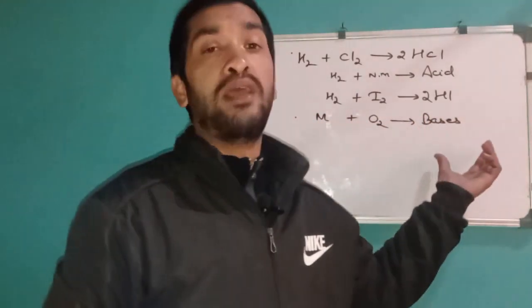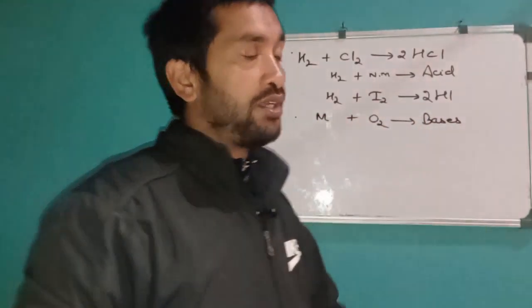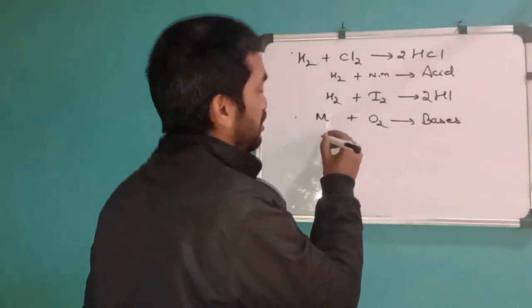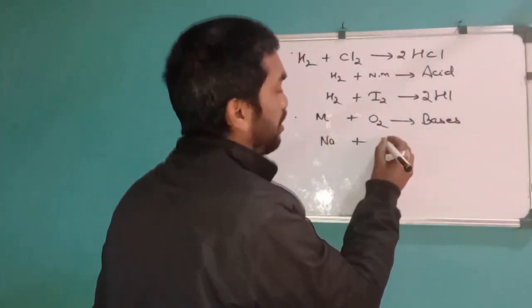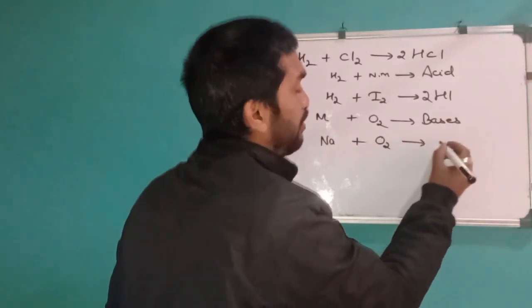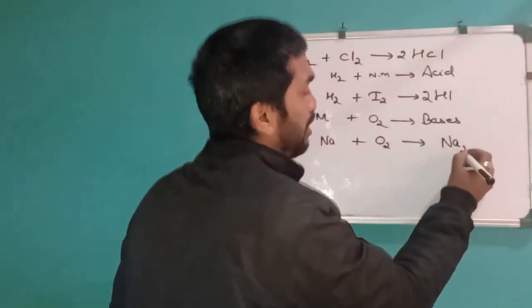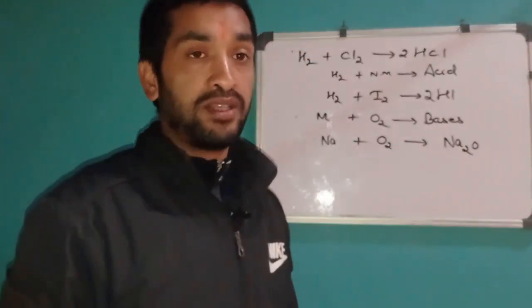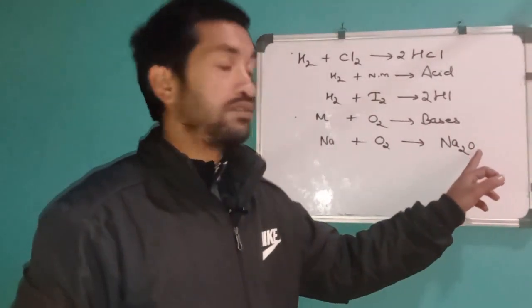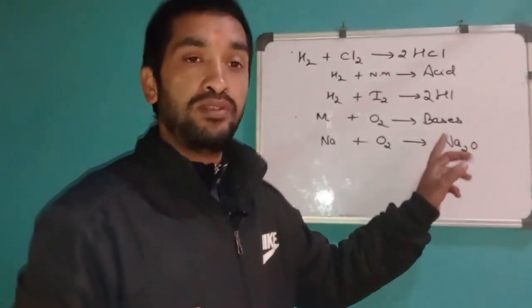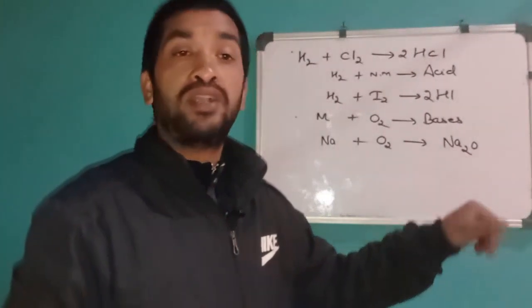Means species which will have basic property. Let us take an example for it. Suppose I am taking Na, making it react with oxygen. What I will get is Na2O. How? By valency exchange method. Oxygen has 2 negative charge, sodium plus 1. They will interchange. They will give you Na2O.